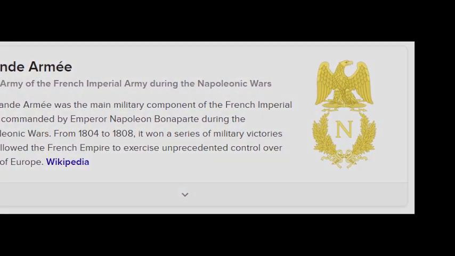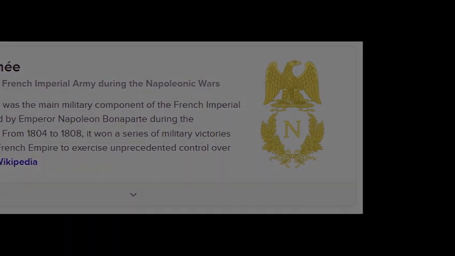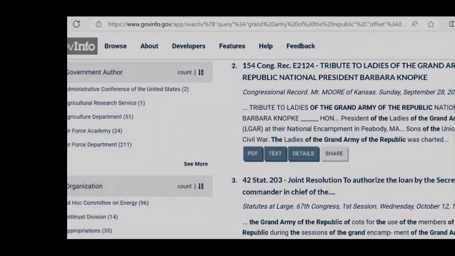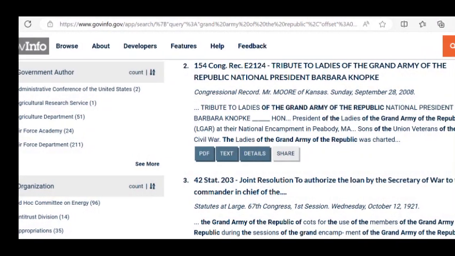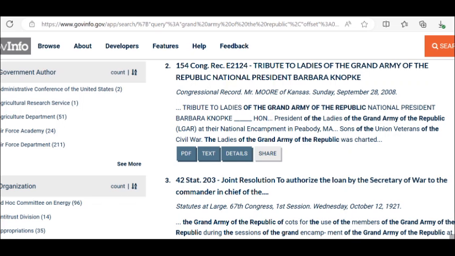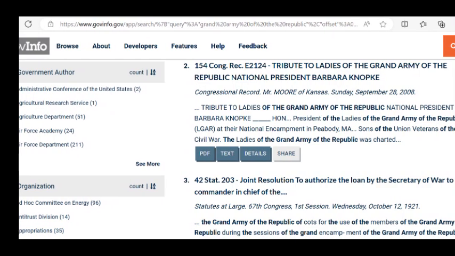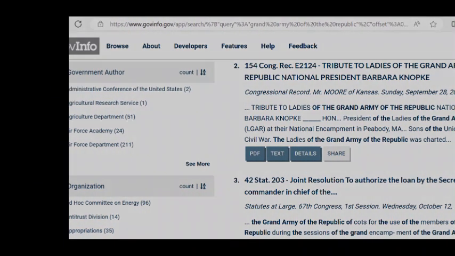So here we have the Grande Armée, named for the alleged Imperial Army of France under Napoleon. Then, according to the United States Code, the so-called Union or United States Army or Department of the United States Army or War Department, or however many other ways they're called, was actually called the Grande Armée of the Republic.